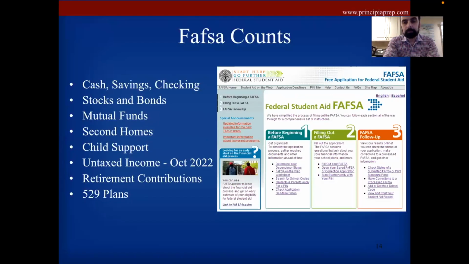That being said, what goes on the FAFSA? What counts, what doesn't count? Well, right off the bat, your primary home where you live does not count.